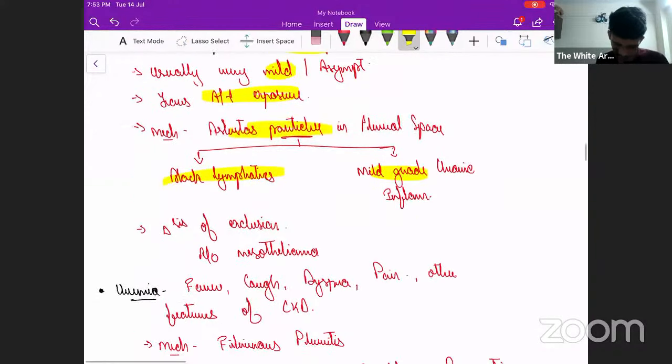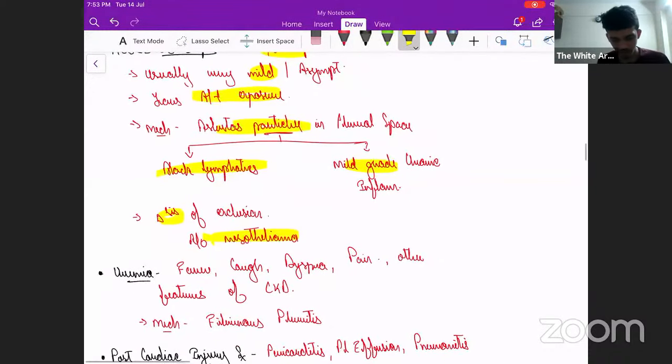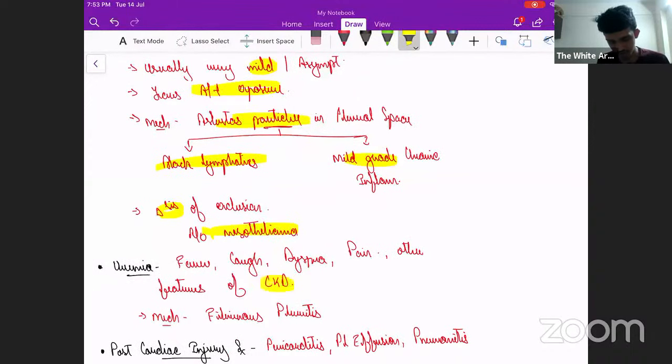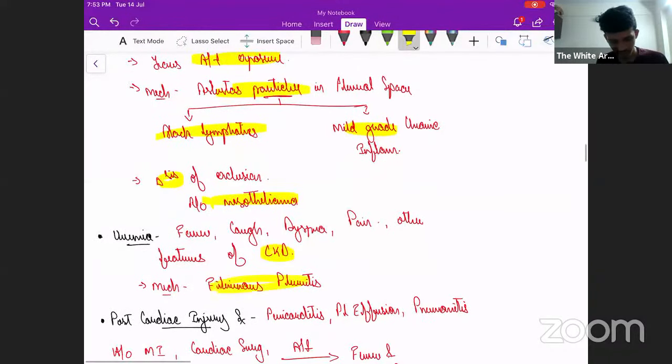So next is diagnosis of exclusion, rule out mesothelioma. Uremia also, there will be features of CKD present. If there is uremia, there will be features of CKD. Fibrinous pleuritis is the mechanism.